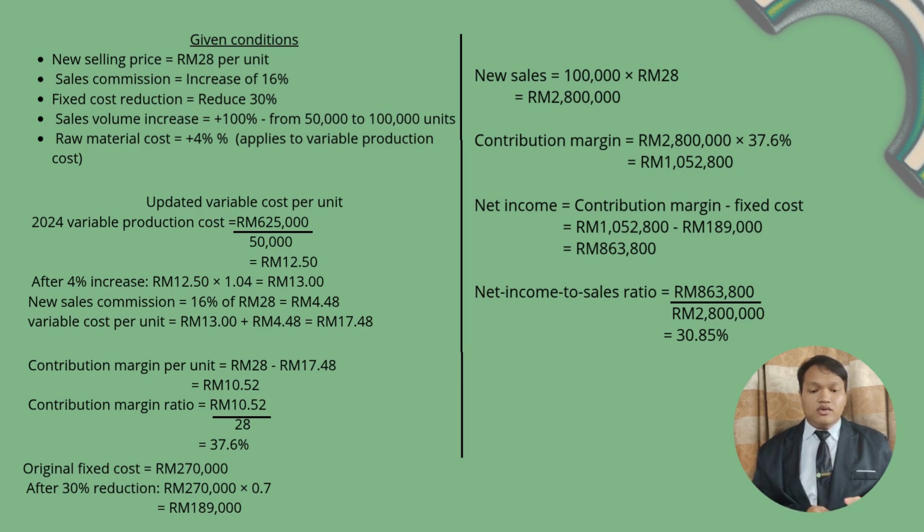The net income to sales ratio is net income 863,800 ringgit divided by sales 2,800,000 ringgit and we get 30.85%, exceeding the 28% target. This strategy appears viable as it meets the target while enhancing brand presence and operational efficiency. However, it depends on whether the company can actually achieve the double sales volume through its marketing efforts.